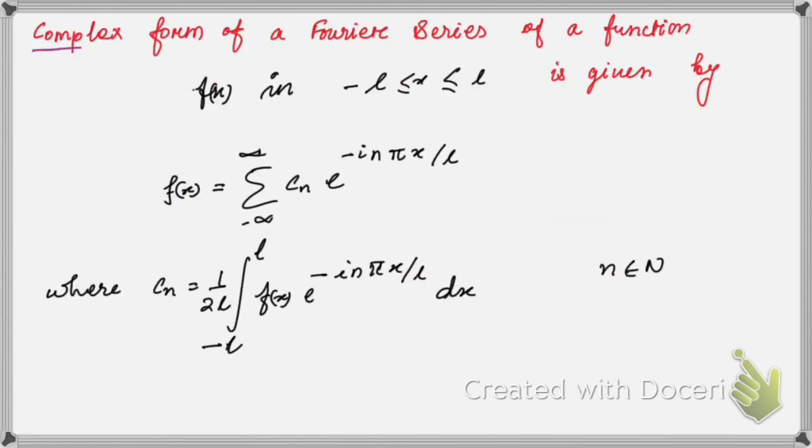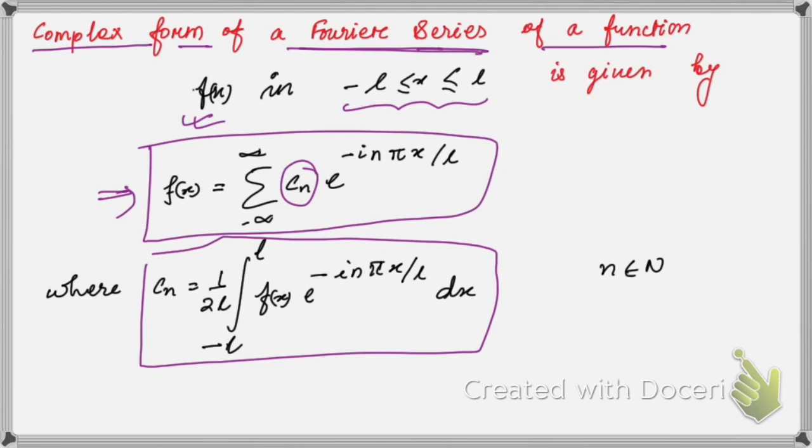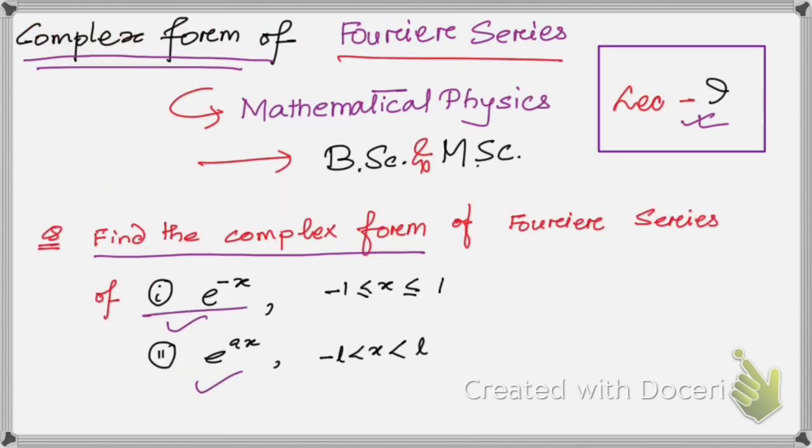So now you see, the complex form of a Fourier series of a function f of x in this interval from minus L to plus L is given by this. This is the complex form of a function, and this Cn is given by this relation. So remember that. And here small n belongs to capital N, that means natural number. So now let me take the first function, this first question.